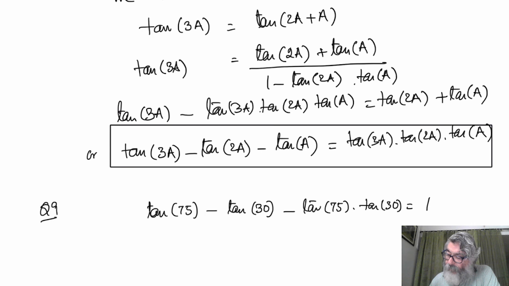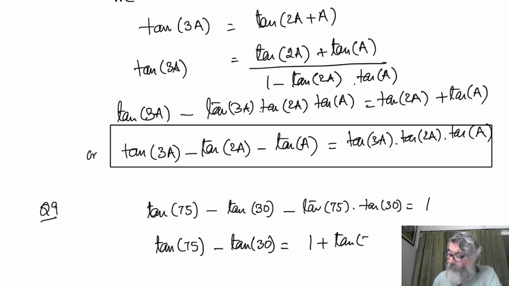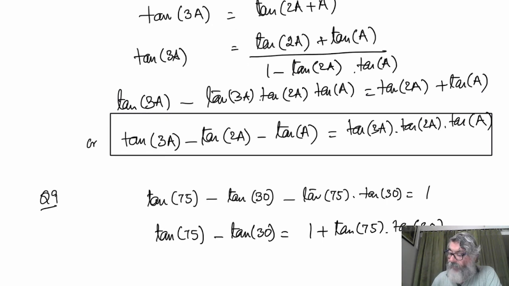Okay, what can I do? I can write this as tan 75 minus tan 30 is equal to 1 plus tan 75 tan 30. Can I do this? What I've done is I've shifted tan 75 tan 30 to that side.